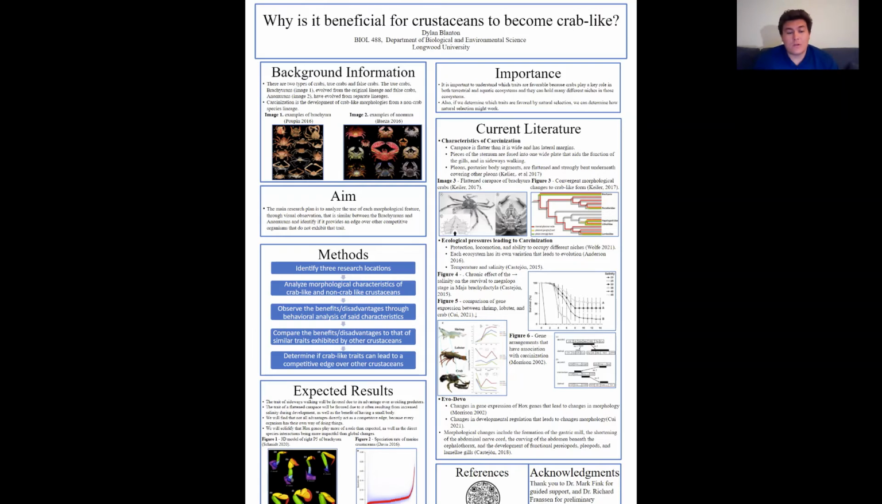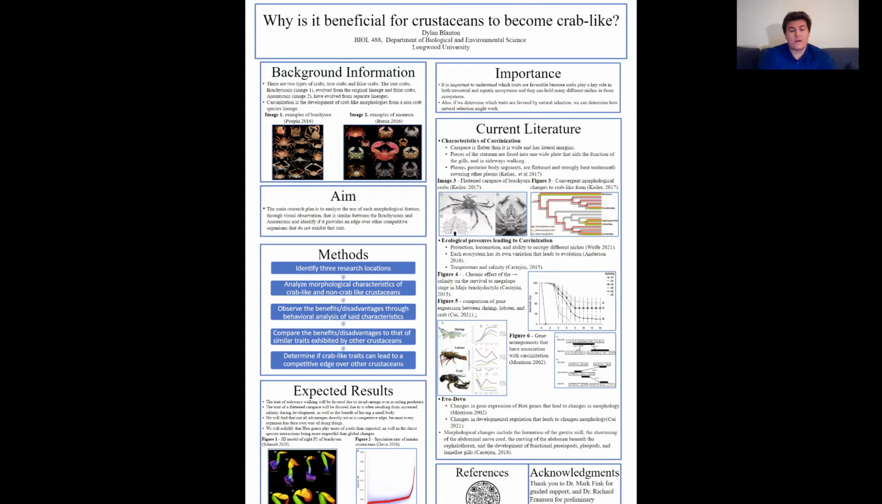So our expected results from this research is that I think we'll find the trait of sideways walking to be favored, or more advantageous over other organisms, because you're able to avoid predators a little bit more. It's kind of like in basketball. If you can move side to side, you sometimes have a little bit of a better advantage.